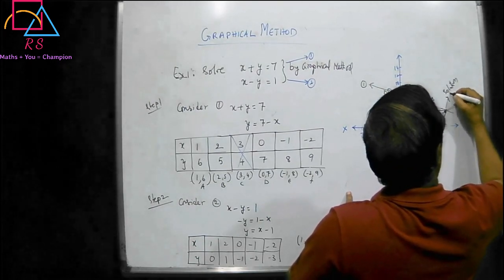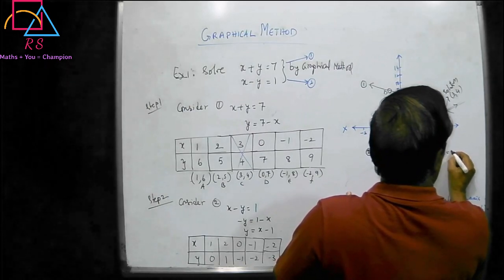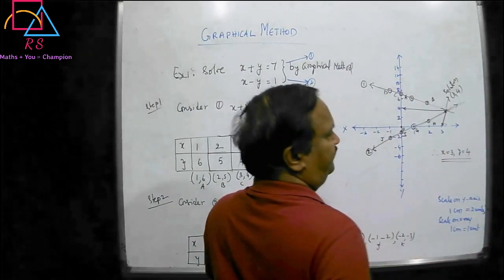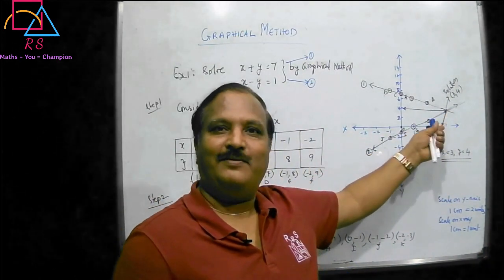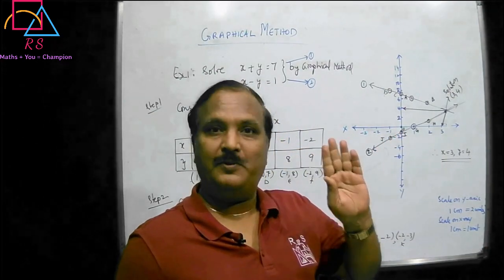So what is the solution? 3 and 4. That means x is equal to 3 and y is equal to 4 is the solution. Okay. There will be a line here, because my graph is approximate, so it came a little to this side. So 3, 4 is the answer.